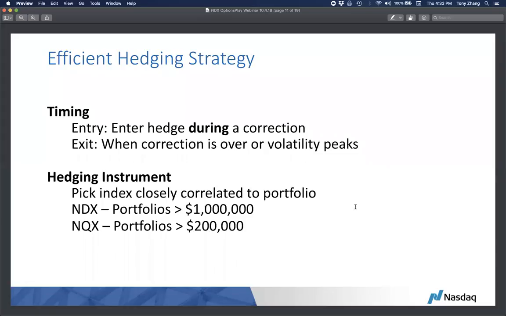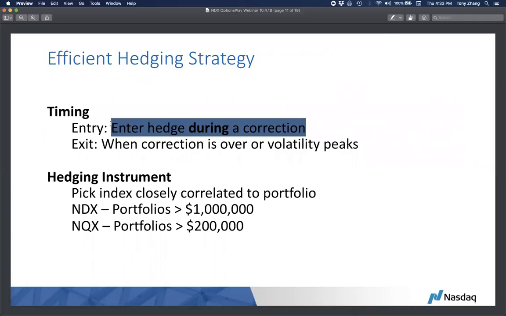So number one, like I said, because hedging is not cheap, it's quite expensive, it's really important that you time your hedge as quickly with a market correction and get out as quickly once the market correction is over. So it's generally best practice to time your hedging strategy when you actually see a correction starting to happen. So enter a hedge during a correction, meaning it's better in this particular case to enter it during a correction than to try to anticipate it.